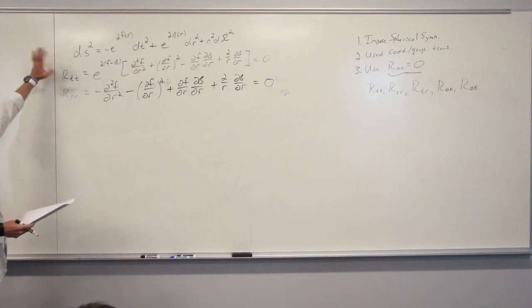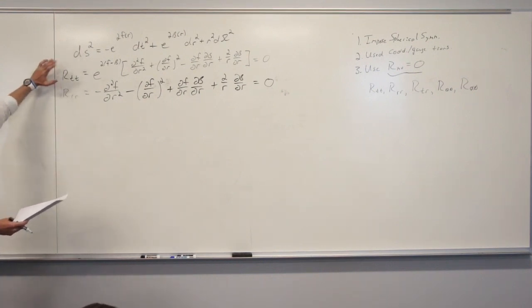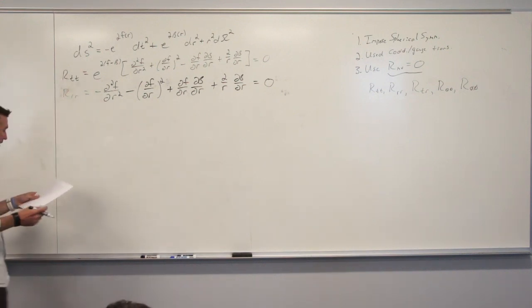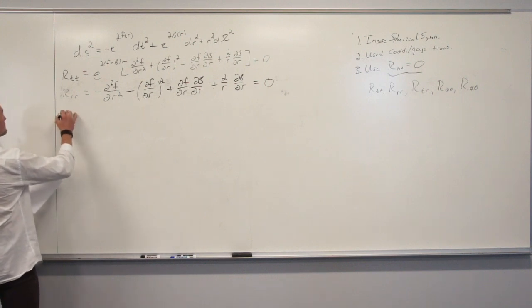All right, so this literally just takes the metric, shoves it in, gets the R_tt and the R_rr components of the Ricci tensor, or the tt and the rr components, and sets them equal to 0. But now we can get something useful out of this.